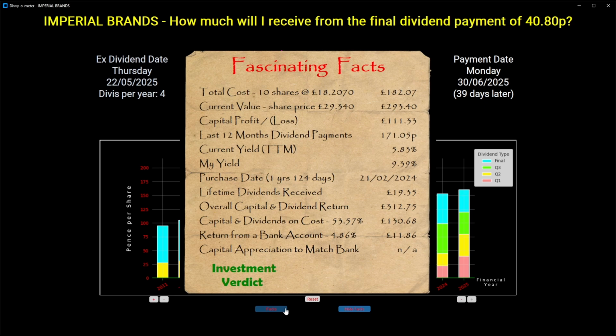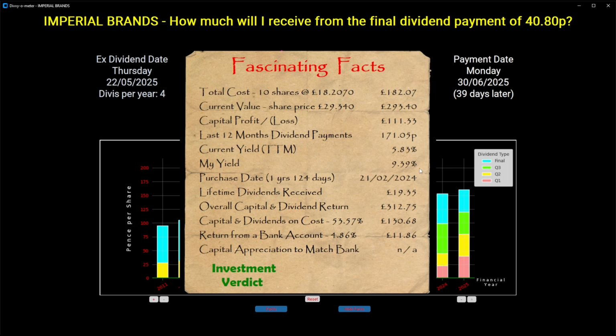So let's have a look at the fascinating facts. I've got a total of 10 shares, costing me £182.07. Current value, the share price is £29.34, so the shares are worth £293.40, which is a massive capital gain of £111.33. So that's doing quite well. The last 12 months dividend payments totalled 171.05 pence, which gives a current trailing 12-month yield of 5.83%. My yield, because I bought them at a lower price, is 9.39%.